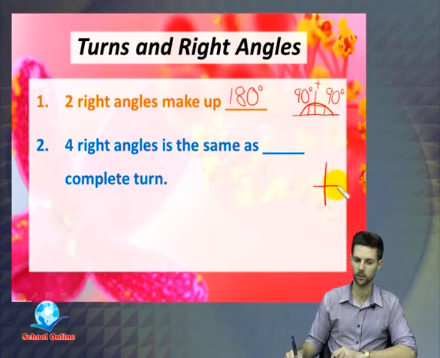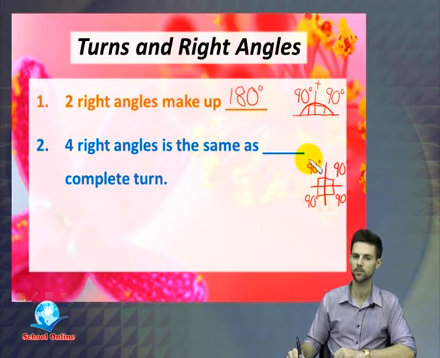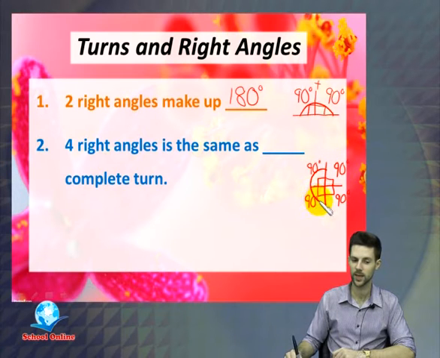So remember, 4 right angles together, 1, 2, 3, 4. 90 degrees, 90 degrees, 90 degrees, 90 degrees. What is that the same as? 90 plus 90 plus 90 plus 90 equals 360 degrees. Or if we make a turn, it is the same as 1 complete turn.